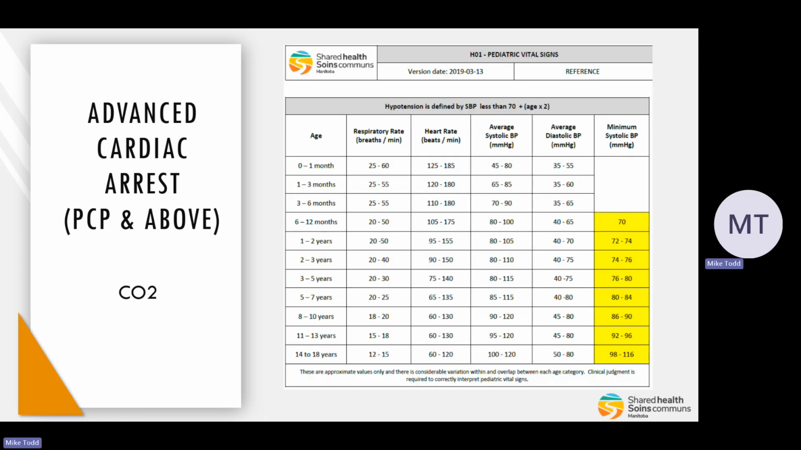Because it only talks about adult vital signs on the advanced care map itself, there is also this reference document H01, pediatric vital signs. This is in the care maps as well. And it doesn't have MAP in it, but it does have the average systolic blood pressure, average diastolic blood pressure. So if you're wondering if your patient is perfusing well enough, or you might consider a fluid bolus, you can reference this document as well.